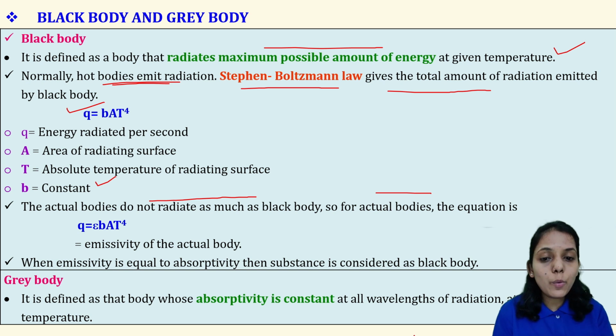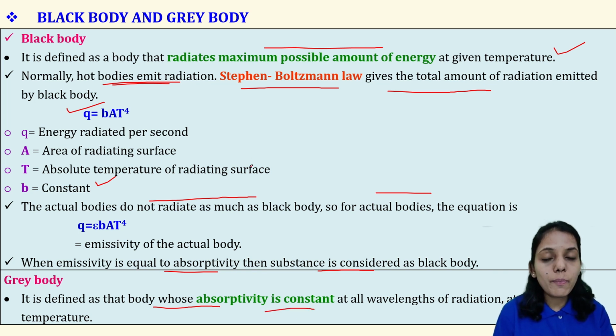Now when emissivity becomes equal to the absorptivity of the body, the actual body will behave as a black body. That is the reason it is not given here. When emissivity is equal to absorptivity, the substance is considered a black body, because what is emitted is the same amount that is absorbed. So under that condition it will behave as a black body, and the equation is Q is equal to B into A into T raised to 4. Remember, this is for black bodies. Gray bodies are defined as bodies whose absorptivity is constant.